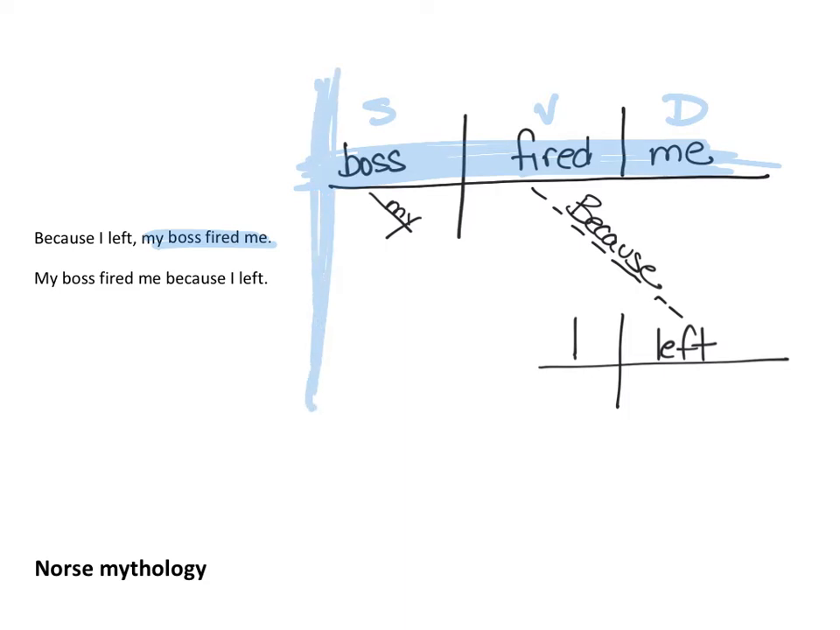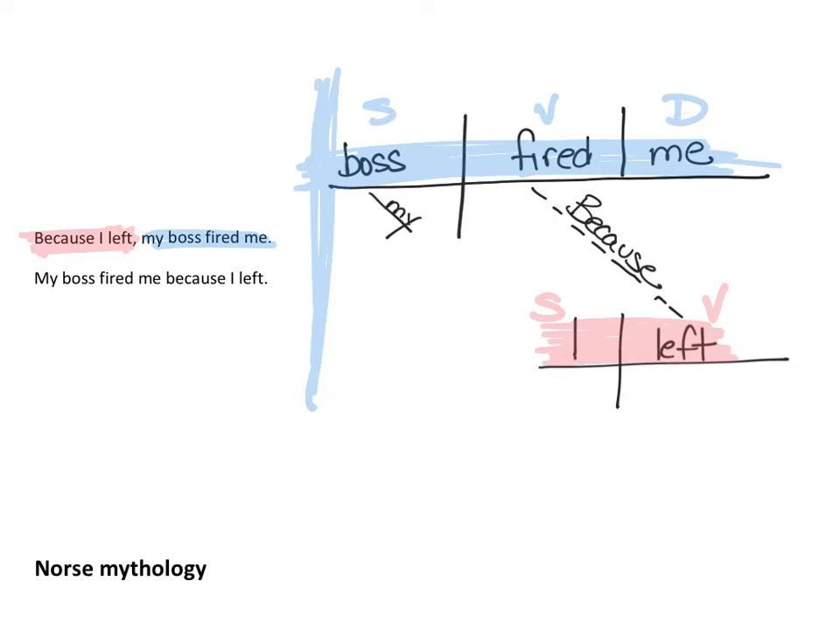Now, the less important idea is because I left, where I left is the actual subject and verb. But you can tell that that is not a complete sentence by itself. Because if I walk up to someone and say, because I left, is that a complete thought on its own? No. But if I walk up to somebody and just say, I left, they're like, okay, thanks for letting me know. That is a complete sentence.